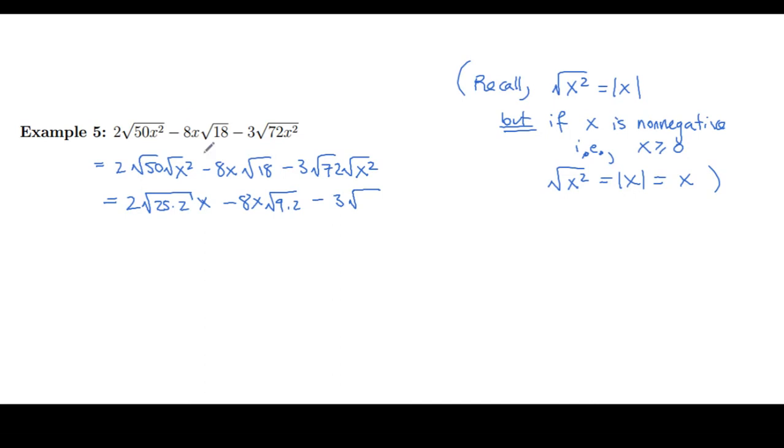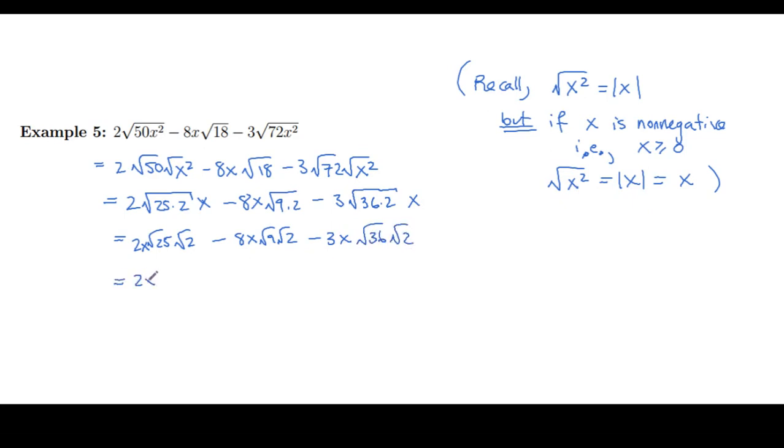So 36 times 2, and 36 is a perfect square, right? Square root of x squared, we'll just make that an x again. And keep simplifying. We have 2 root 25, root 2, and an x. You know what? This x, let's bring the x over here. It's standard to put all this stuff that doesn't have a root anymore in front of all the radicals. And then we'll have 8x root 9 root 2, and then minus 3x root 36 root 2.